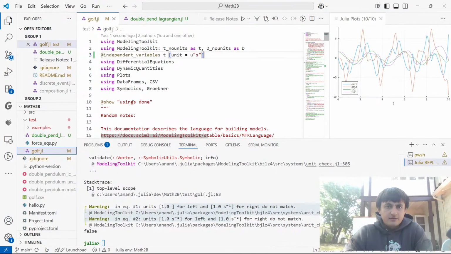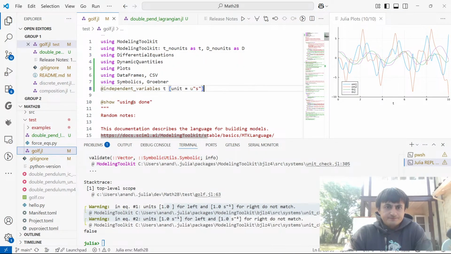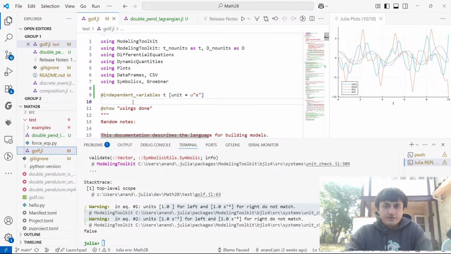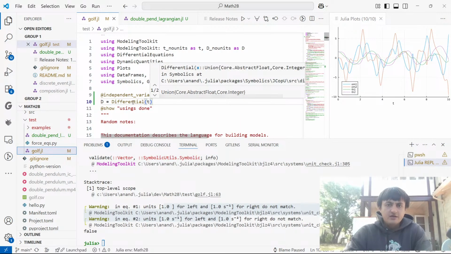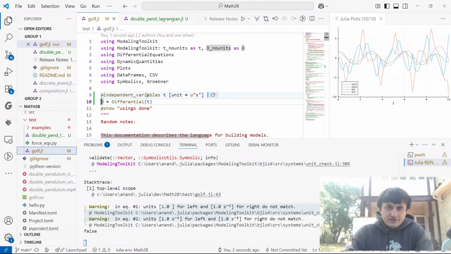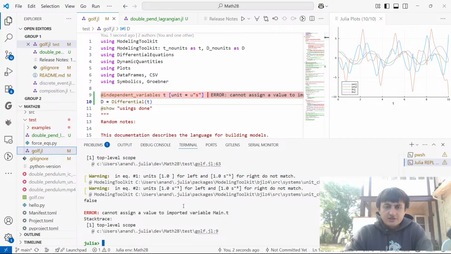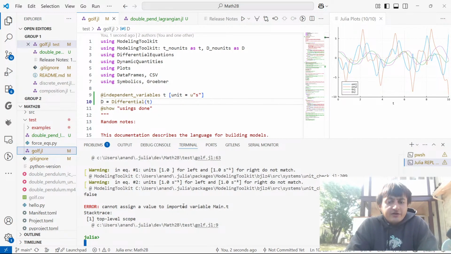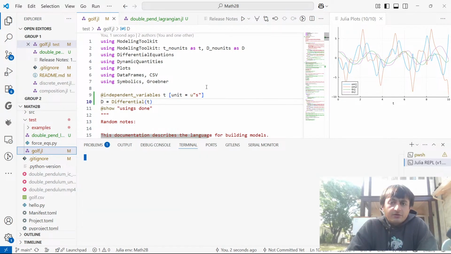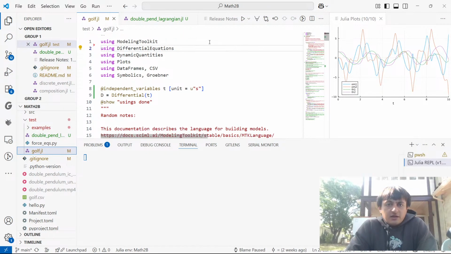Okay. So we have independent, then we want to do d is equal to differential of t. But we probably can't overwrite this at this point. Yes, we need to actually close all of Julia, because Julia just doesn't have a way to clear variables. It's so insane.